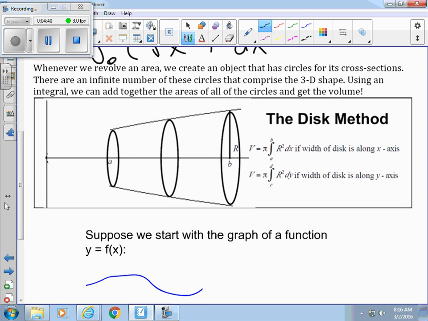So whenever we revolve an area, we create an object that has circles for cross sections. The act of revolving makes a circle. Those make a three-dimensional shape. Using an integral, we can add together all of the circles to get volume. If we are rotated around the x-axis or any horizontal axis, the width of the disk, we're going to do dx because our circles are perpendicular to the x-axis. Our little dx is going to be the width of the disk. And then if we are rotating around a vertical axis or the y-axis, we will get a dy because we will be perpendicular to the y-axis.